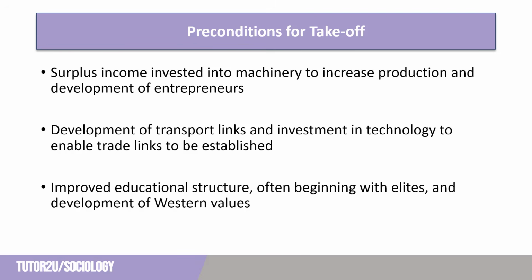The second stage, preconditions for takeoff, found that once a surplus can be generated, it can be invested into machinery and transport links which help nations to develop a trade infrastructure and set up the preconditions for takeoff. As developing nations start to reap the rewards of using machinery in agriculture, it also allows them to create surplus of primary goods for export to other nations.